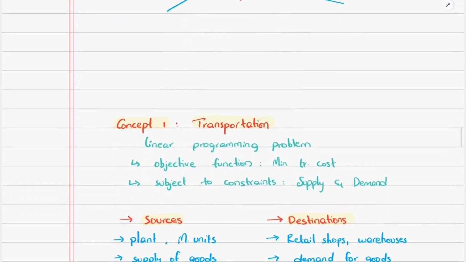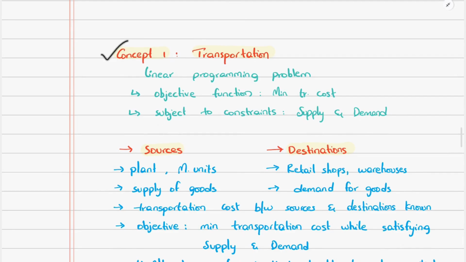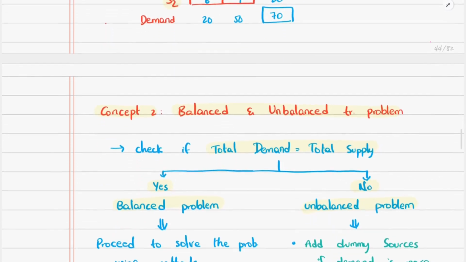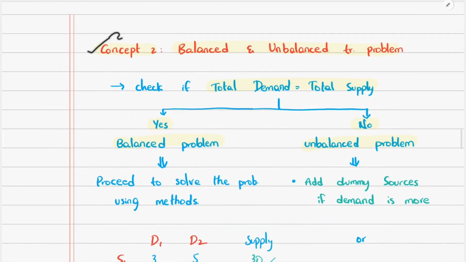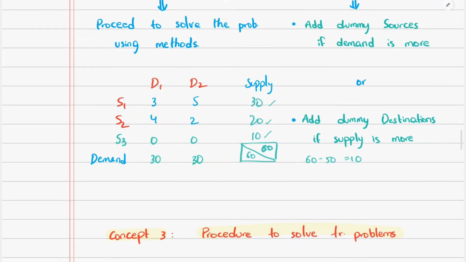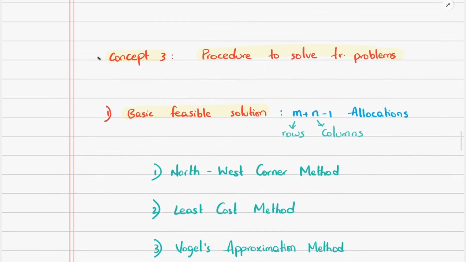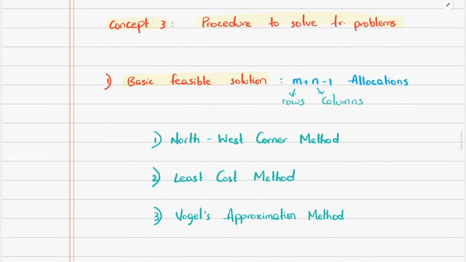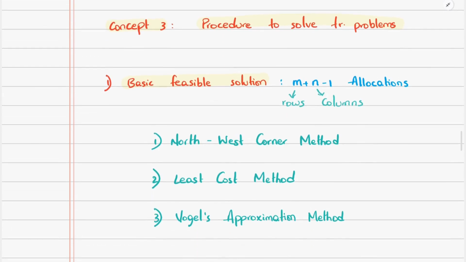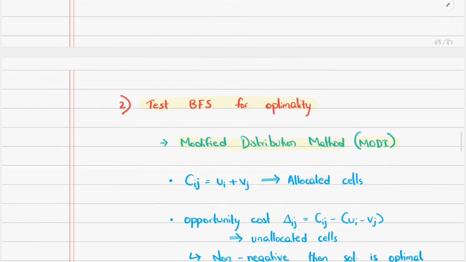Right, in the previous videos, we talked about the basics of transportation. We talked about what is a balanced and unbalanced transportation problem. Next, we talked about the procedure to solve the transportation problem. In that, the first step is to find the basic feasible solution. And how do we find a basic feasible solution? We have three methods for that. And the first method is the northwest corner method, which we are going to discuss right now.